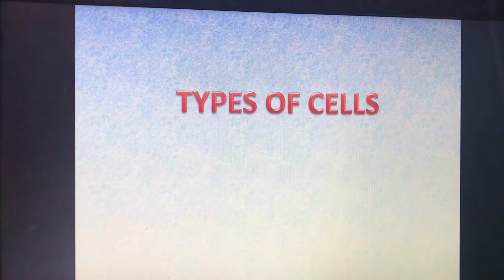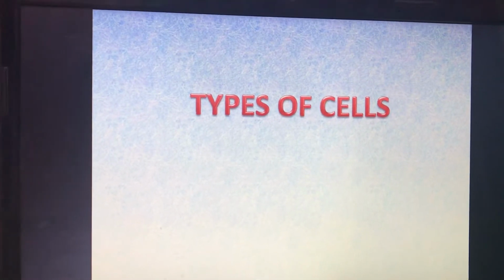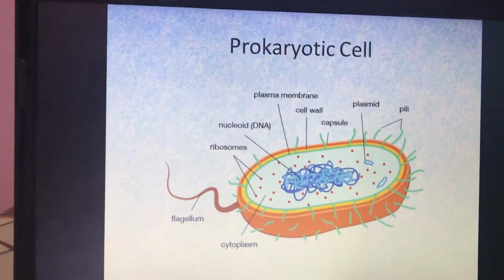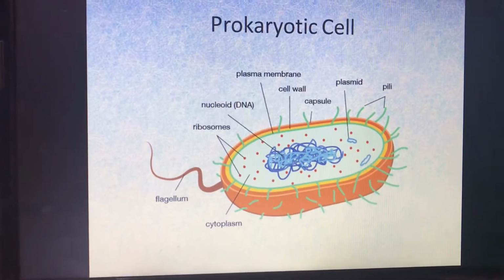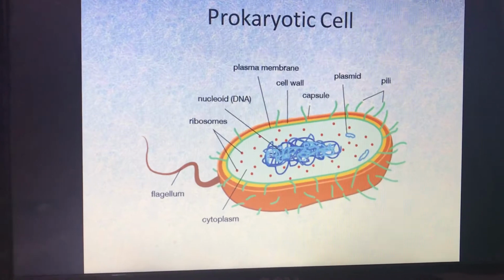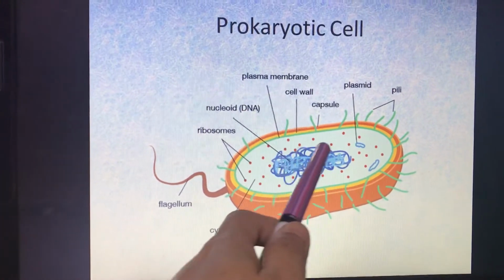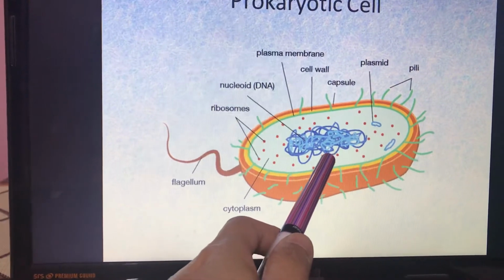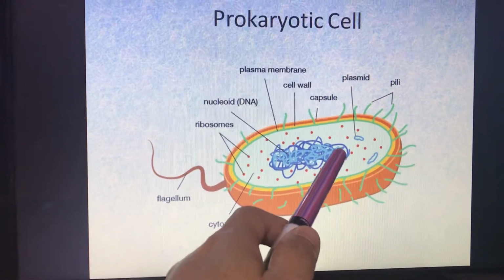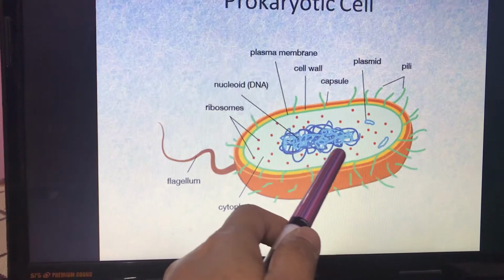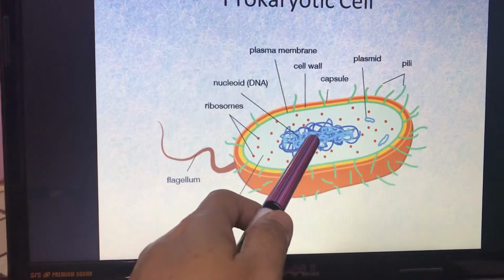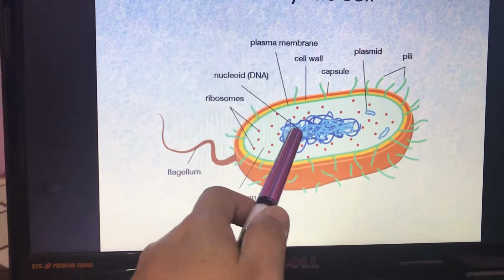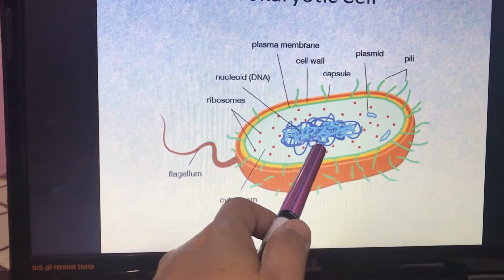Now in this part we are going to see the different types of cells, that is prokaryotic cell and eukaryotic cell. Observe the diagram carefully. Here you can see that inside you cannot see any distinct nucleus, right? This region, an undefined nuclear region, is known as the nucleoid, and it contains the DNA and also the chromatin material.